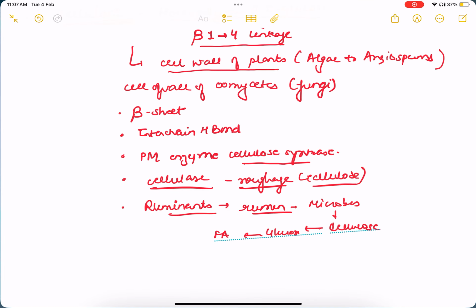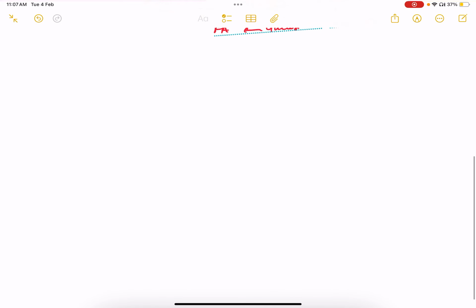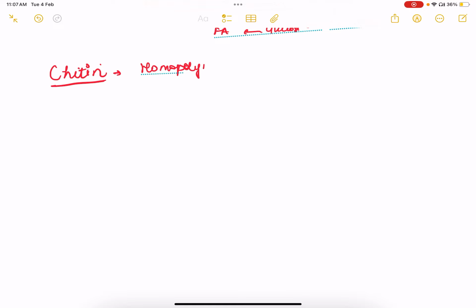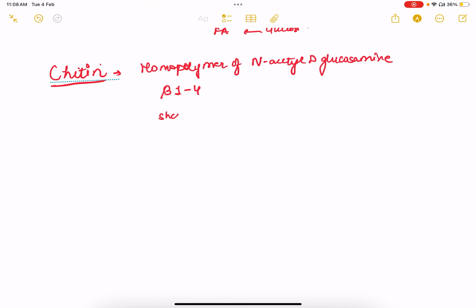The next structural component which we have to study is chitin. Chitin is a homopolymer of N-acetyl D-glucosamine, with beta 1,4 linkage. It also has a sheet-like structure like cellulose.